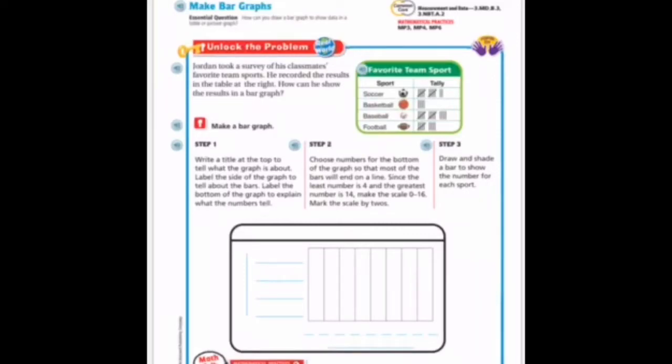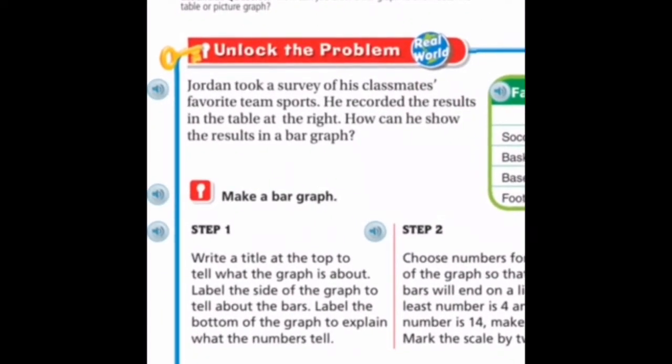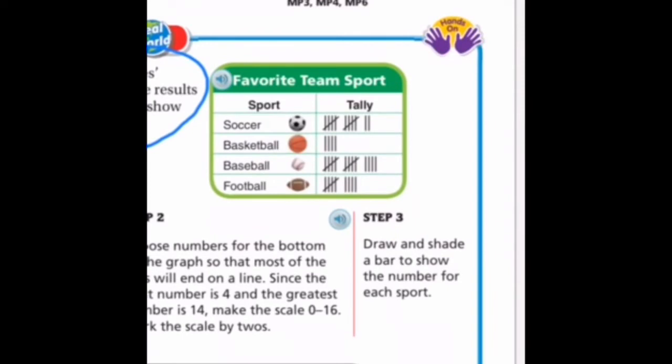Today, boys and girls, we're on lesson 2.5, Making Bar Graphs. We're on page 113. Let's take a look at Unlock the Problem. It says, Jordan took a survey of his classmates' favorite team sports. He recorded the results in the table at the right. How can he show the results in a bar graph?